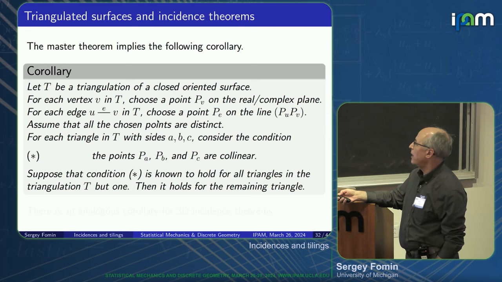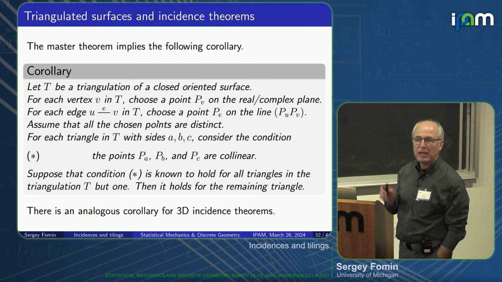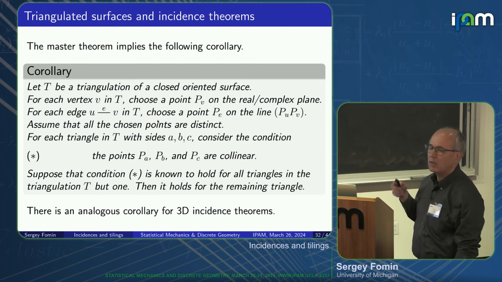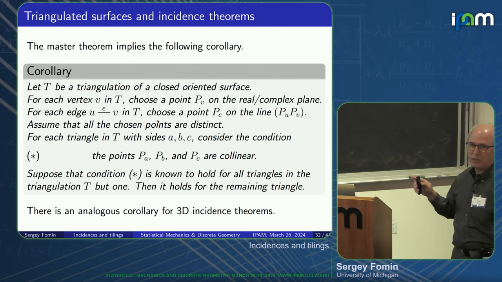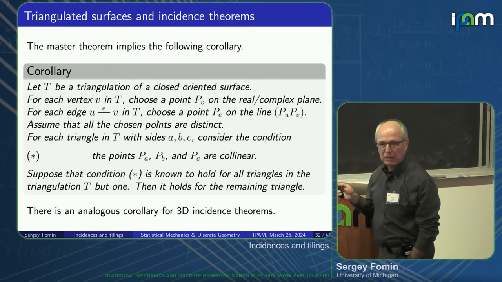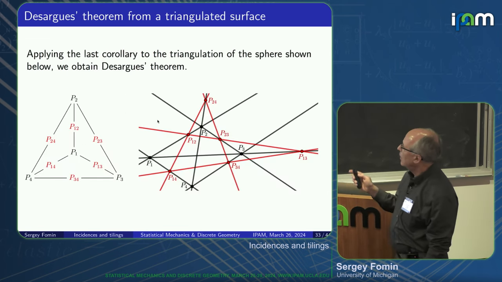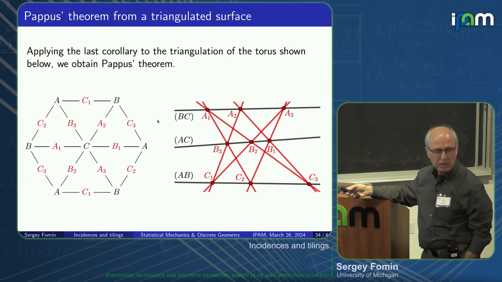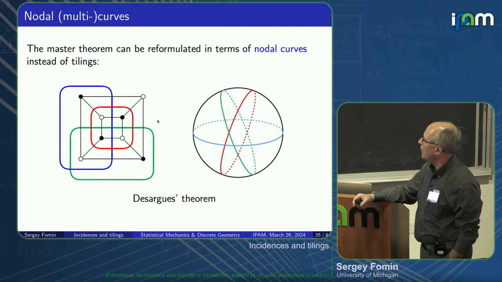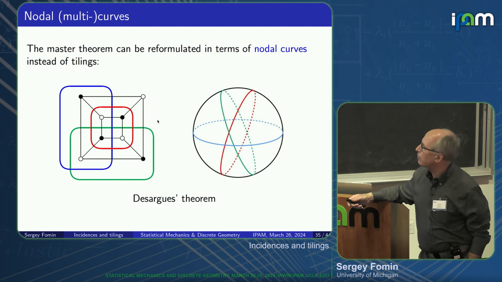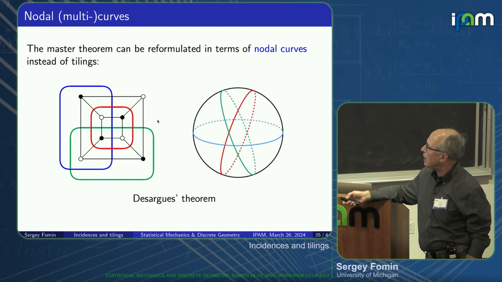So this is about triangulations. Instead of tilings by quadrilaterals, you can start with a triangulation. Then there is a way to transform a triangulation into a quadrangulation, basically like barycentric style subdivision. And then there will be a way of getting Desargues and Pappus and many others through that. OK, I'm skipping that.